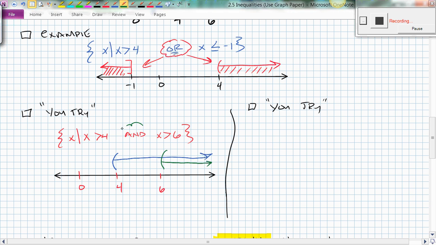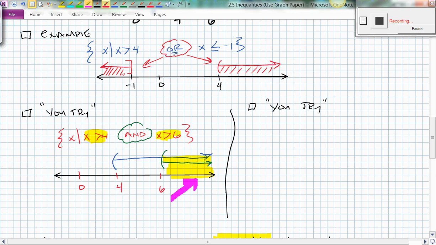And since it says and, you are looking for all the numbers that make both statements true, and that only exists right here because it says and, right? So it has to be bigger than 4 and at the same time bigger than 6. Well, all that stuff is right here. Okay, so all of that needs to be shaded out.